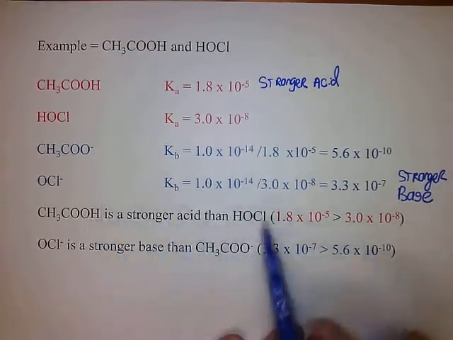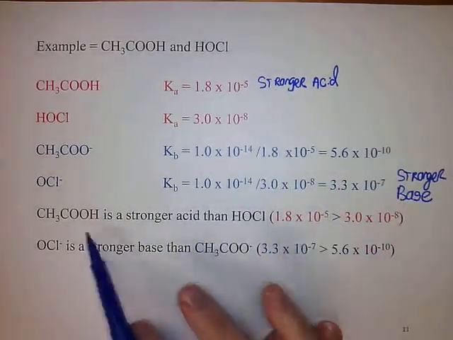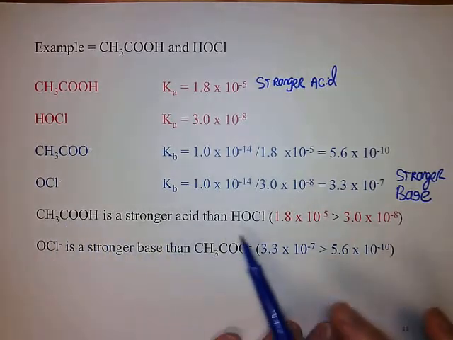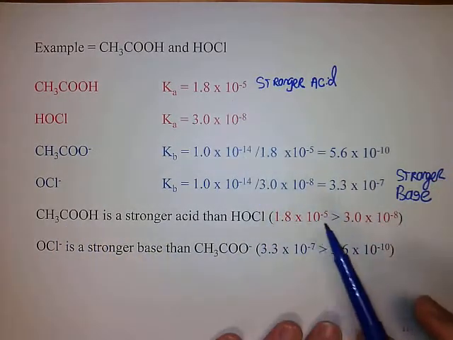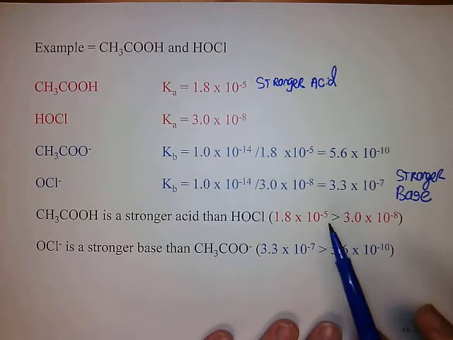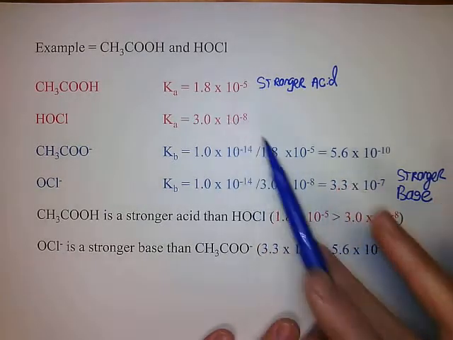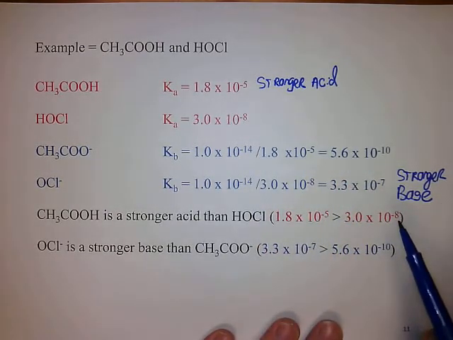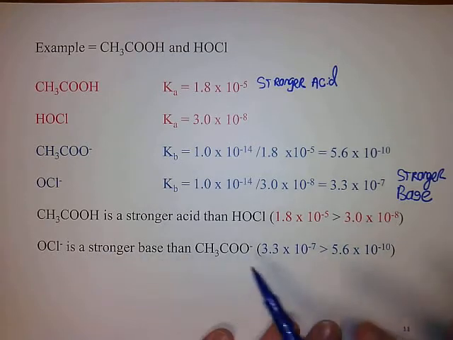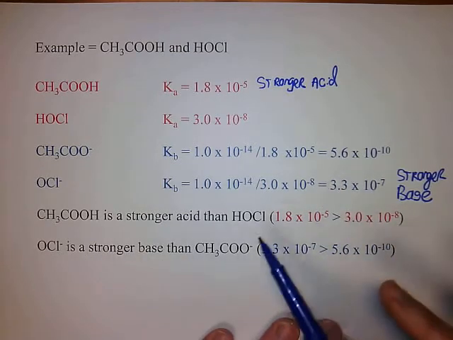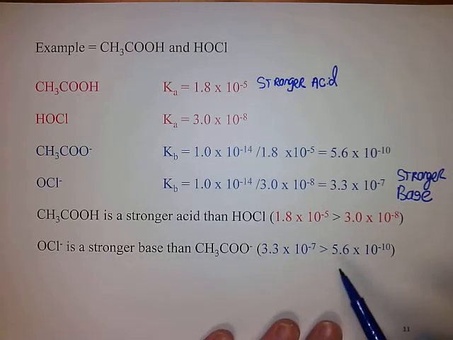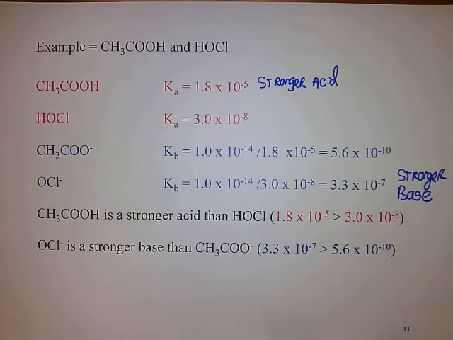So this just repeats what we set up here. Acetic acid is a stronger acid because 1.8 times 10 to the minus 5th is bigger than 3 times 10 to the minus 8th. And hypochlorite is the stronger base because 3.3 times 10 to the minus 7th is bigger than 5.6 times 10 to the minus 10.